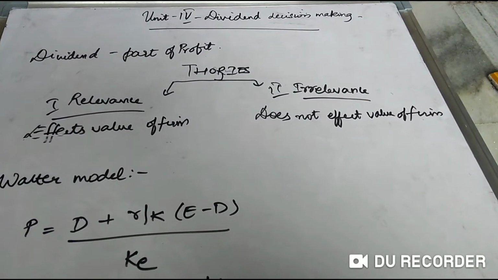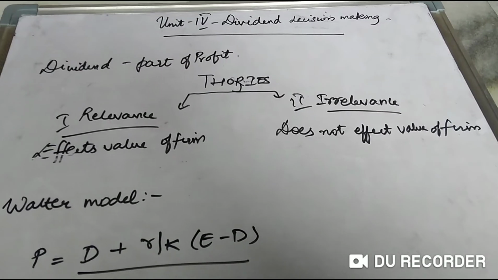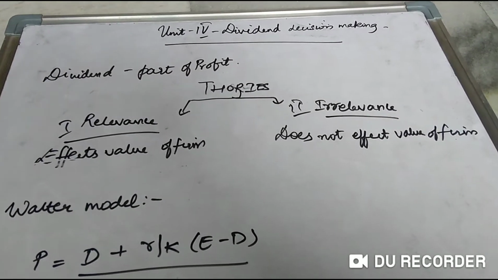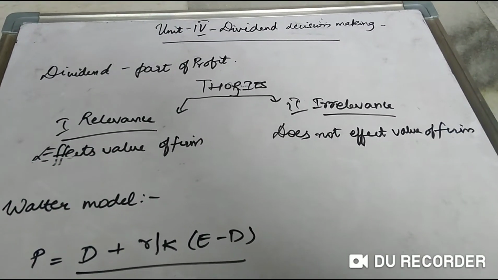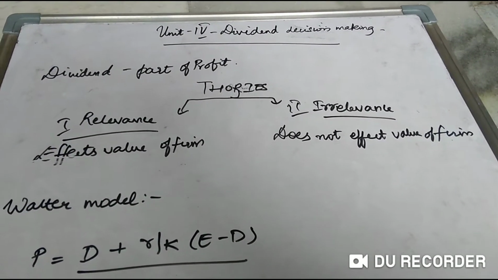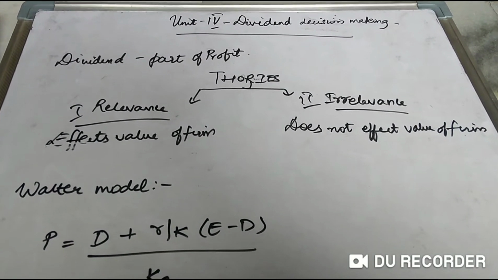Unit 4, Dividend Decision Making. So today we'll be learning about dividend decision making. Last chapter we did the relevance theory and irrelevance theory, if you remember. Irrelevance theory is nothing but the cost of capital will not affect the value of the firm. Here also we have 5 types of theories.